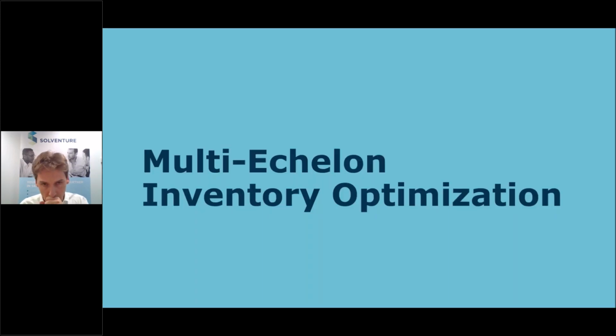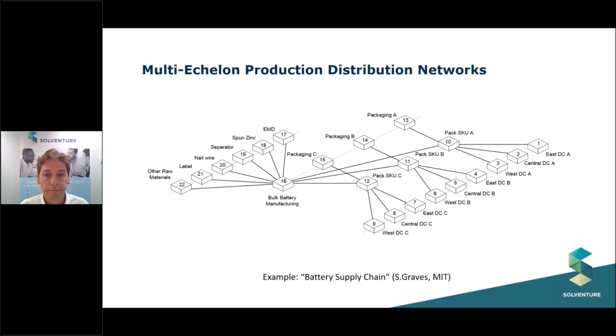2 words on multi-echelon inventory optimization. Well, this is an example of a multi-echelon chain where I have regional DCs, I have a central DC. It's an example of the manufacturing of batteries. So I see I first manufacture here the batteries in bulk, and I also have packaging material, and the bulk batteries get into the packaging to have packed SKUs. And if I want to manufacture the batteries, I need some basic components. So this is an example of a multi-echelon production distribution network.